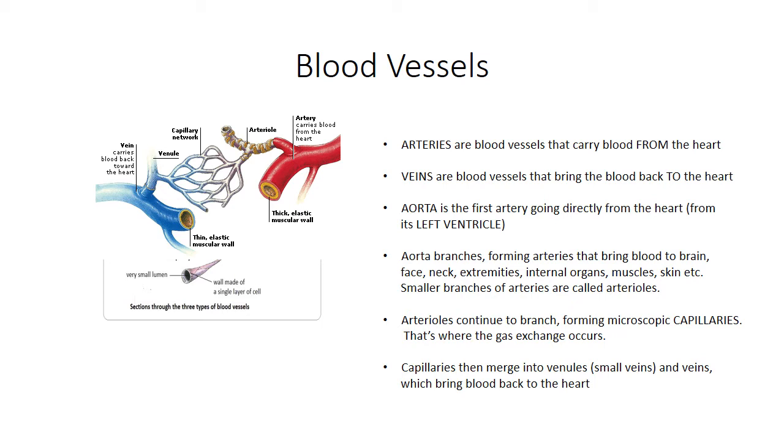Then the continuing branches of arterioles, at some point they become microscopic, and now, instead of calling them arterioles, we call them capillaries. Capillary is a tiny microscopic blood vessel whose wall consists of just one layer of epithelial cells. There is no muscle and there is no fibrous or elastic cartilage. There's just one layer of epithelial cells.